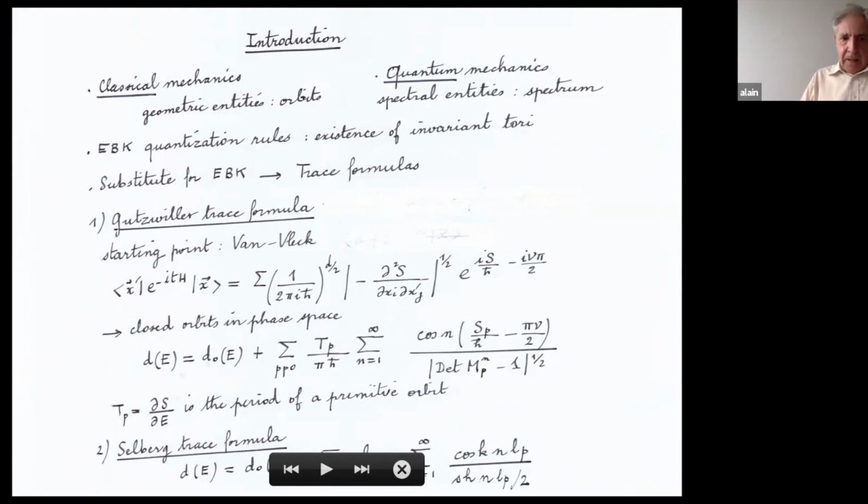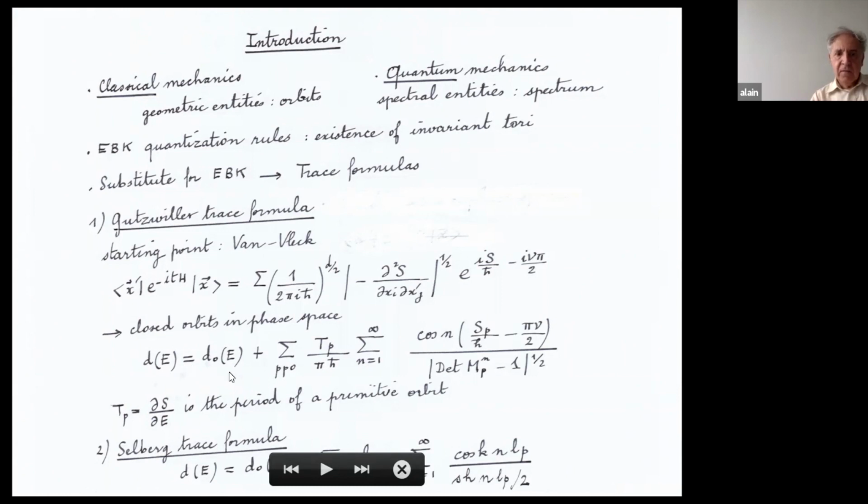In fact, Gutzwiller made the important observation that one should look for closed orbits not in ordinary space, as is the case here, but in phase space. Here, a generic orbit will not be closed. I mean, the final momentum will be different from the initial momentum. So by looking at closed orbits in phase space, one can derive a formula, say for the partition function or density of states. This is essentially the same. And this formula is the following one.